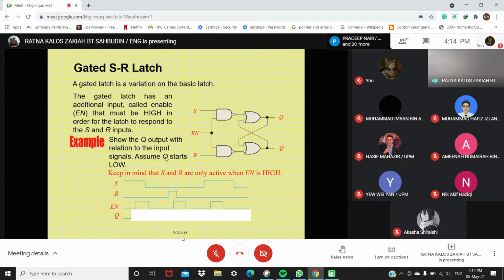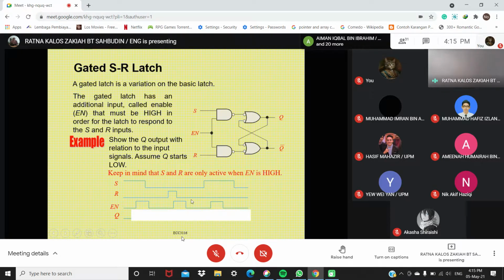So show the Q. Q is here. Q output with relation to the input signal. So input signal is given here. You can see here the timing diagram for the S, and here is the timing diagram for the R. These are the input. And show the Q output with relation to the input signals. Assume Q starts low, and here is the enable.